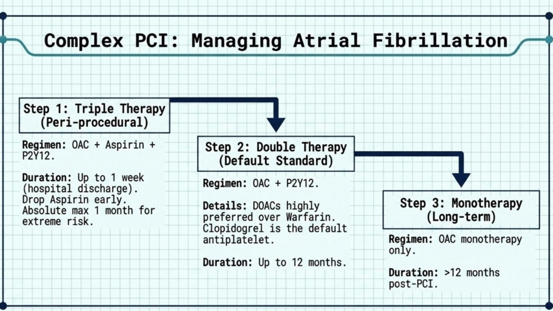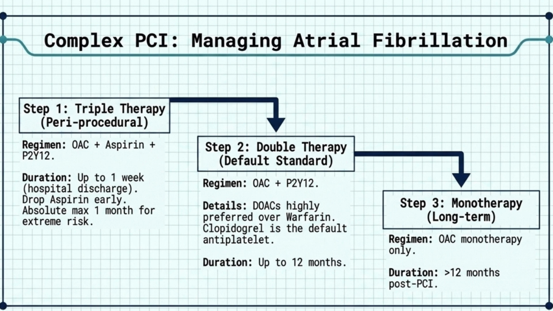When it comes to drug selection within this combination, the guidelines are explicit. DOACs are highly preferred over warfarin due to a vastly superior safety profile regarding intracranial hemorrhage. Furthermore, clopidogrel is the antiplatelet of choice. The more potent agents, prasugrel and ticagrelor, should generally be avoided in double or triple therapy combinations unless the ischemic risk is absolutely overwhelming, as they exponentially increase major bleeding.